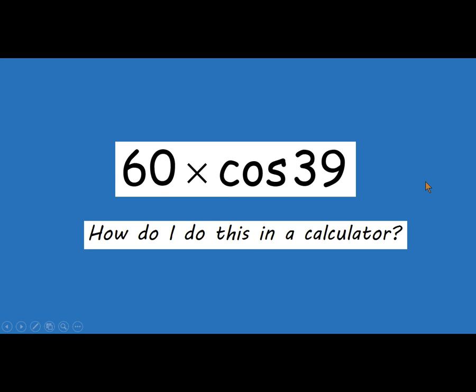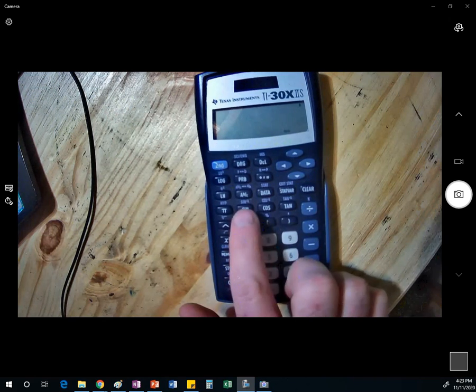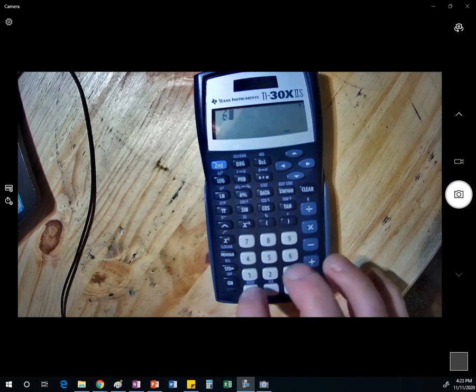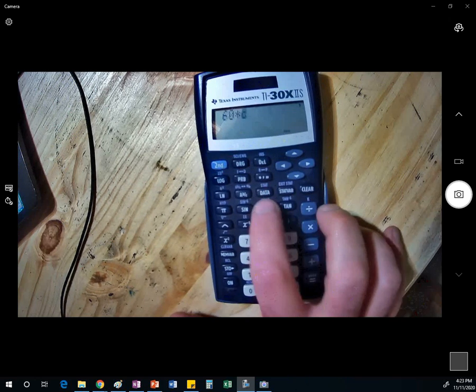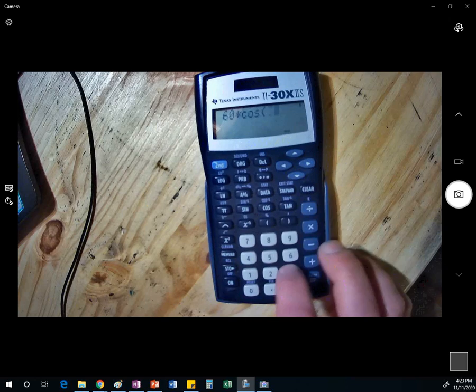But maybe you don't know how to do that, and that's the next thing we're going to have to sort out. How do we do this, 60 times the cosine of 39, with our calculator? Well, with most calculators, you can actually type it in exactly as you see it. Most calculators are called a scientific calculator if it has a sine, cosine, and tangent button. We're going to type in 60 times the cosine. I'm just going to type cos and put my angle in, 39. We type it in just like that, and it'll spit out an answer.